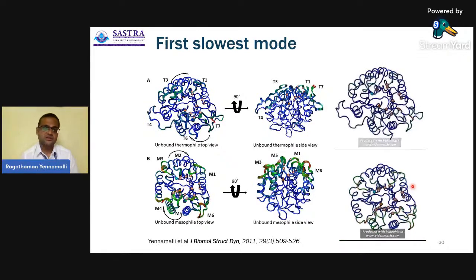first slowest mode that you see here, on the top is the thermophile, and on the bottom is the mesophile. They are colored with red being the highly flexible regions, blue being the least flexible, and green being intermediate. There is an imaginary axis that you can plot here, and even though it is one domain, there is an opposite correlation happening between these two regions in both the thermophile and the mesophile. And this is in the first slowest mode. And in the second slowest mode, we do see another type of correlation happening within the same domain.